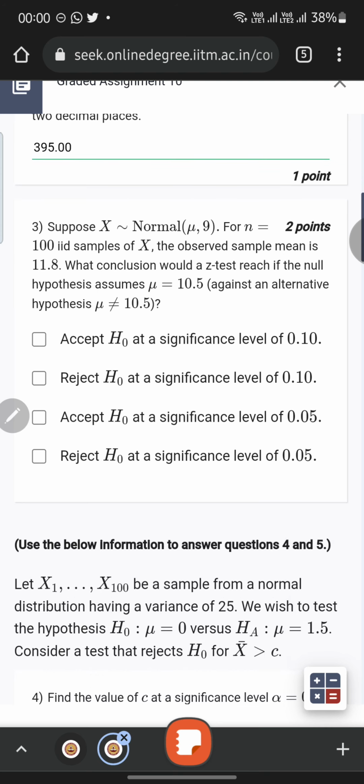So, the third question is: suppose x is a normal with mean mu and variance 9. For n equals 100 IID samples of x, the observed sample mean is 11.8. What conclusion does a z test reach if the null hypothesis assumes mu equals 10.5, against the alternative hypothesis? So basically we are finding the probability of alpha, considering the previous case.